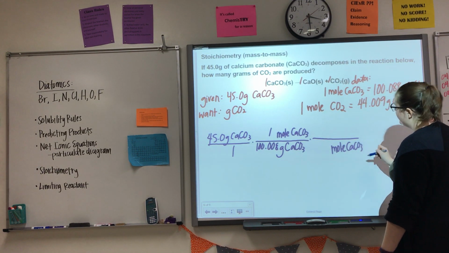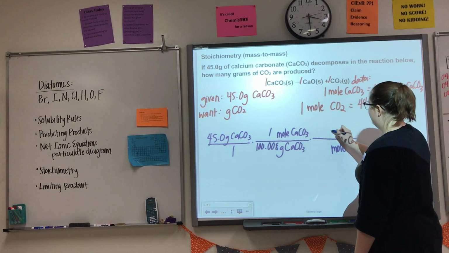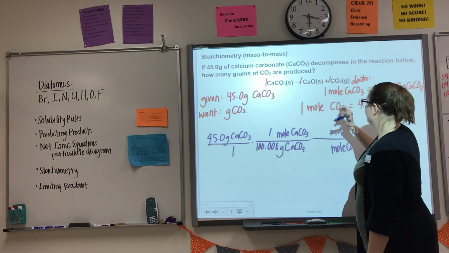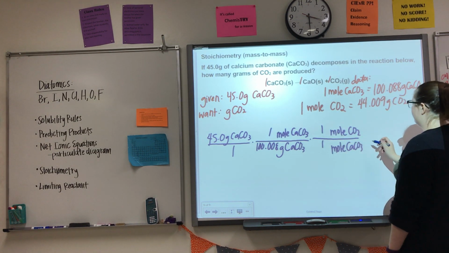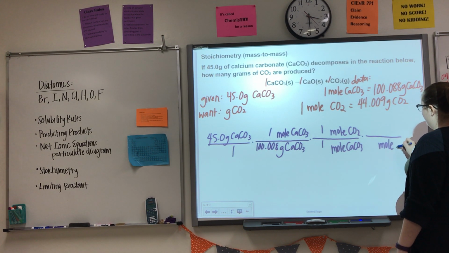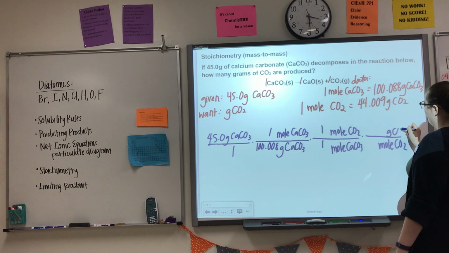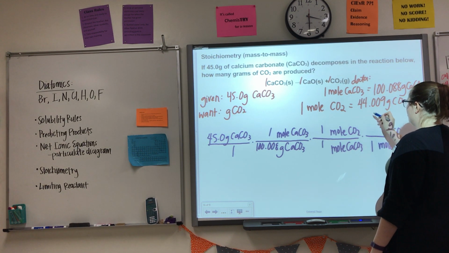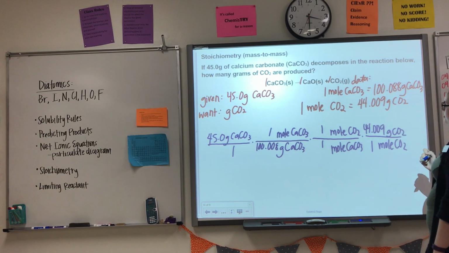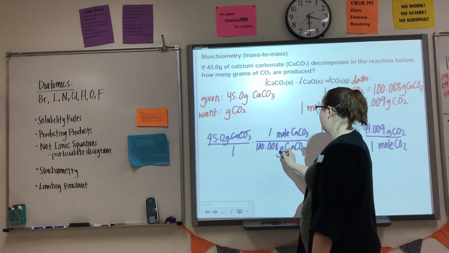All right, moles of CaCO3 is going to go on bottom. I have moles of CaCO3 and I want grams of CO2, so I have to do a mole-to-mole conversion. And again, it's a 1-to-1 ratio, which is going to save me some math. All right, moles of CO2 was on top. Now it goes on bottom. I want grams of CO2, and I have the conversion factor of my molar mass already calculated. So 1 for every 44.009 grams. Okay? Again, I'm going to cancel my units to make sure everything works out.